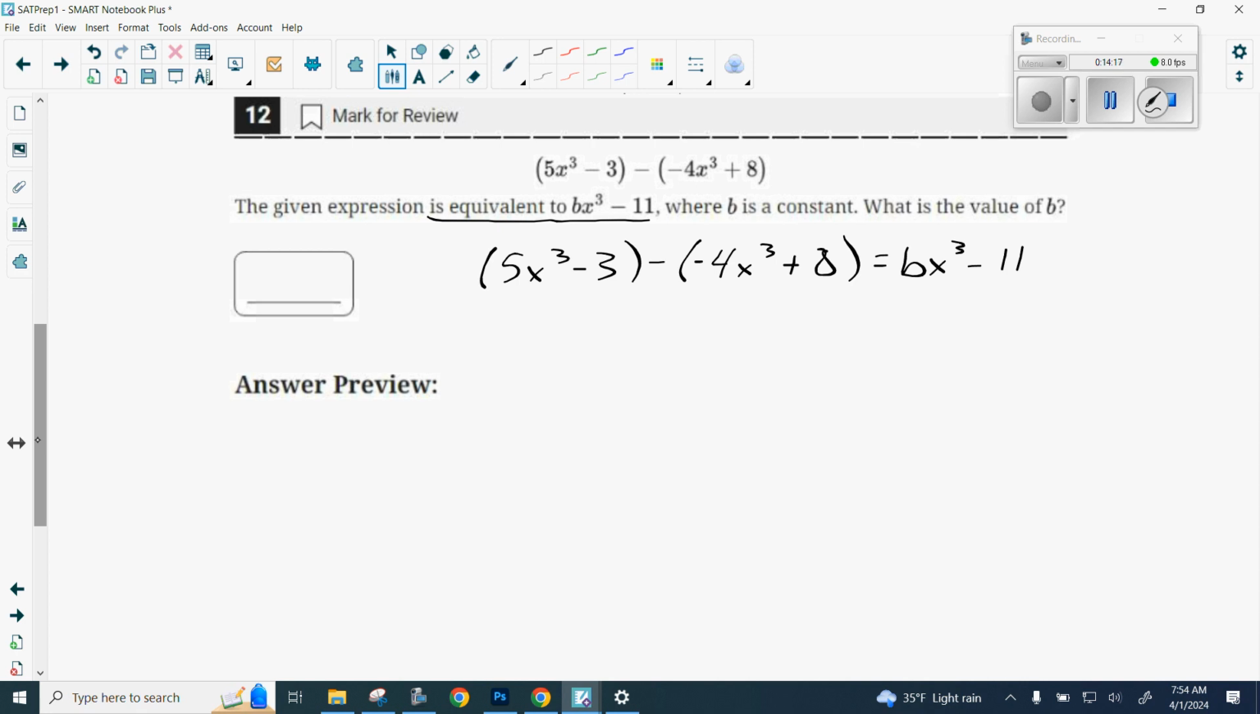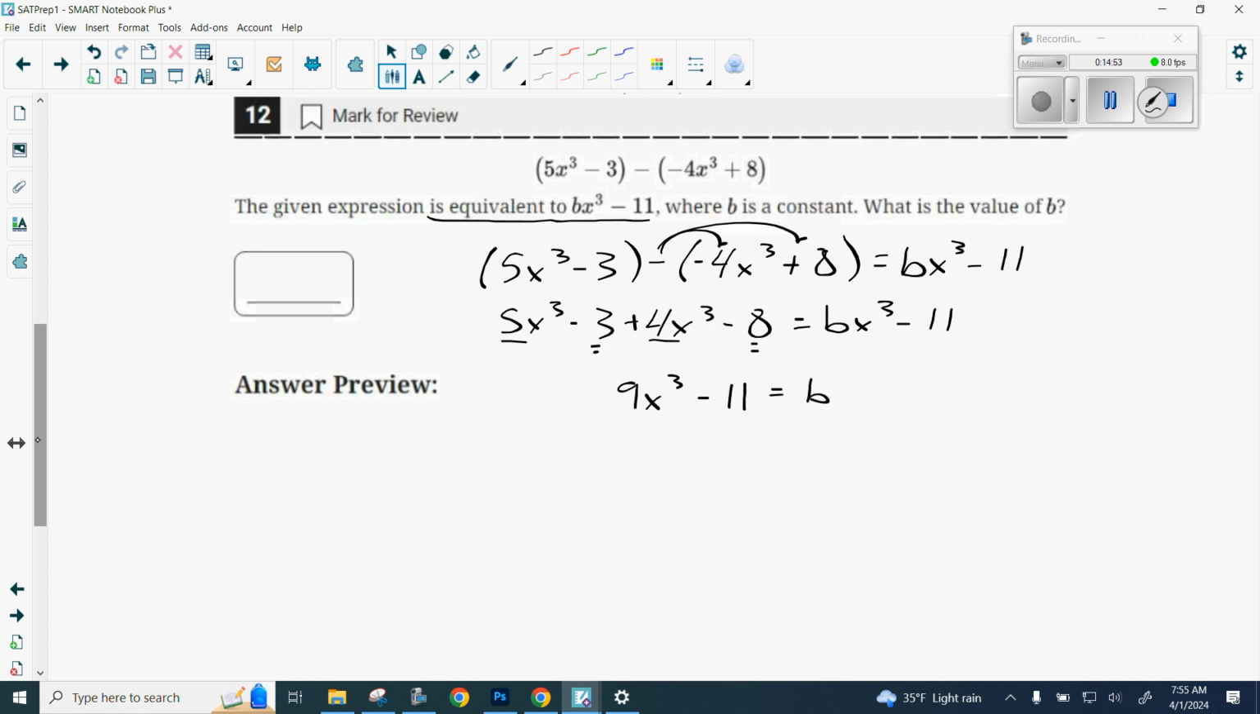b is a constant. Well, the first thing I want to do is simplify this expression that's on the left-hand side of my equals sign. So I'm going to distribute this negative, right? So this is going to become plus 4x cubed minus 8 equals bx cubed minus 11. Now I'm going to combine like terms. I can combine these guys, and I can combine these guys. So that's going to give me 9x cubed minus 11 equals bx cubed. All right. We're getting somewhere.